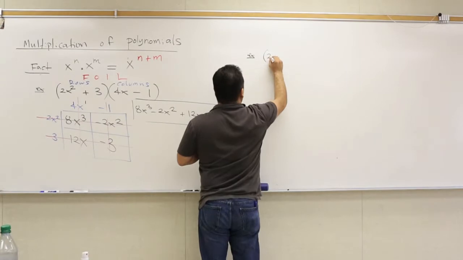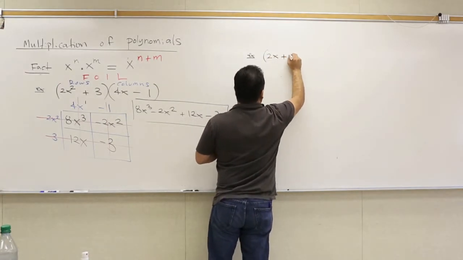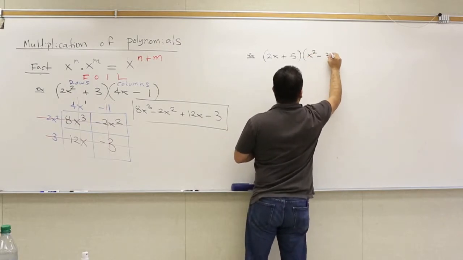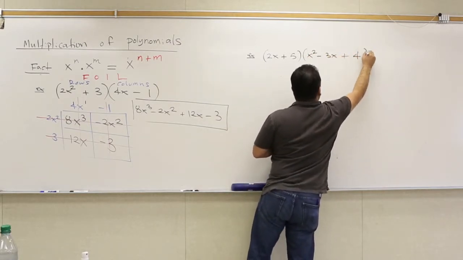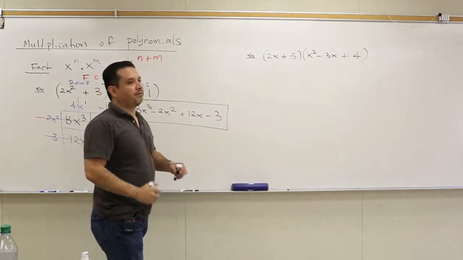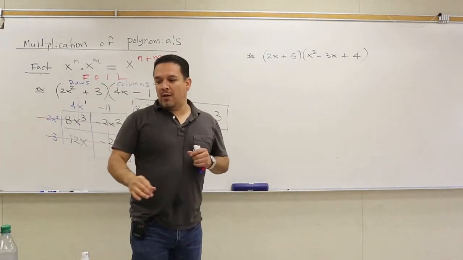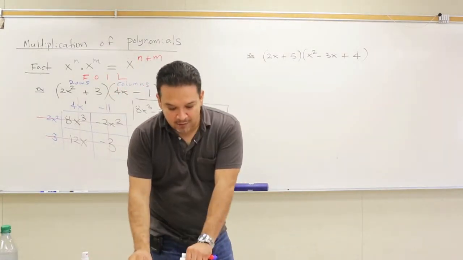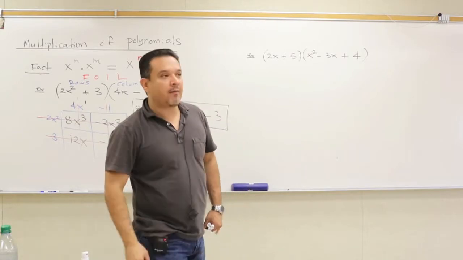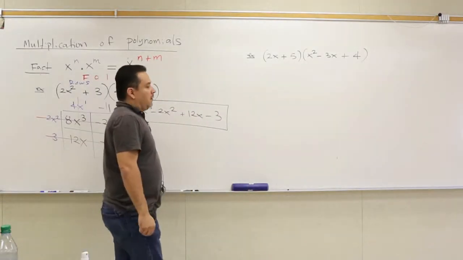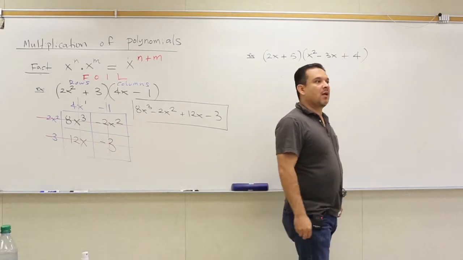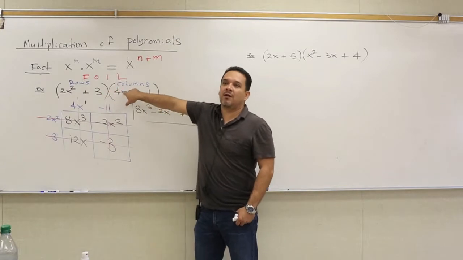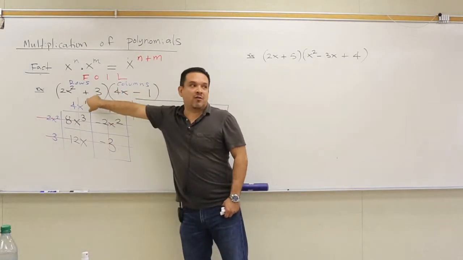They may give you 2x plus 5 times x squared minus 3x plus 4. Now the problem with the acronym of FOIL is simply that, what? What do you guys think? What's the problem with FOIL? It only applies with a 2 by 2 situation like you see here.